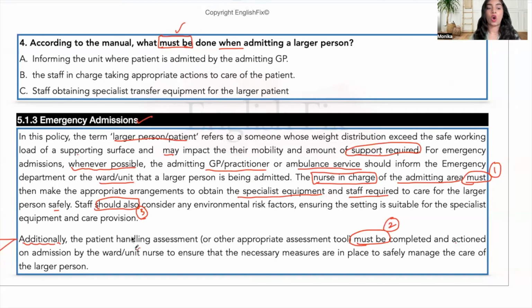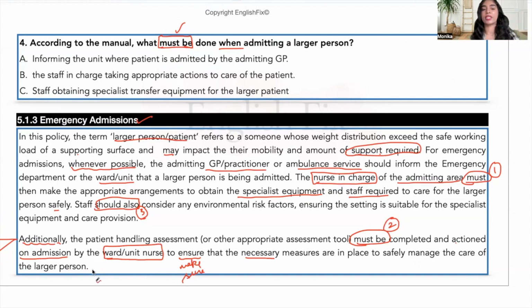That's what they're talking about. On admission, that means while admitting the patient, and who should be doing this? The ward or unit nurse. Let me tell you something. The ward or unit nurse is not just one of the nurses working in that area. This is what we call the nurse in charge. If the nurse is in charge of a ward, you will call her the ward nurse. If the nurse is in charge of a unit, you will call her the unit nurse. To ensure, again the word ensure, to make sure, that means it absolutely has to be done, that the required measures are in place to safely manage the care of the larger person.